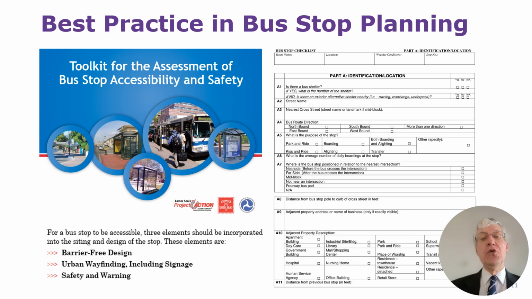In the USA, the toolkit for the assessment of bus stop accessibility and safety was prepared in collaboration with the U.S. Department of Transportation as an Easter Seals project. Easter Seals in the USA is an advocacy group for people with disability needs. This toolkit provides a comprehensive bus stop checklist to assess the location and design of a bus stop, to consider barrier-free design to the stop, urban wayfinding and signage at the stop, and safety and warning information when waiting at the stop.